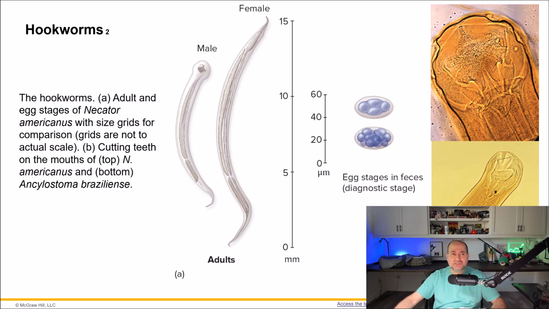So here's some depictions of hookworms. The male hookworm is shorter than the female hookworm. Here's a close-up of those hooks in the mouth. You can see the cutting teeth. Here, this is N. americanus, and at the bottom you have A. brasiliense. Notice how these are hooked mouths. And then you also have the egg stages in the feces.